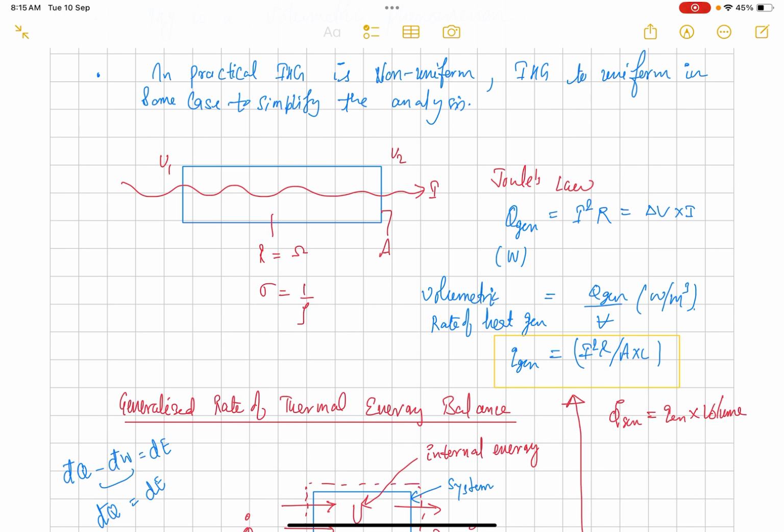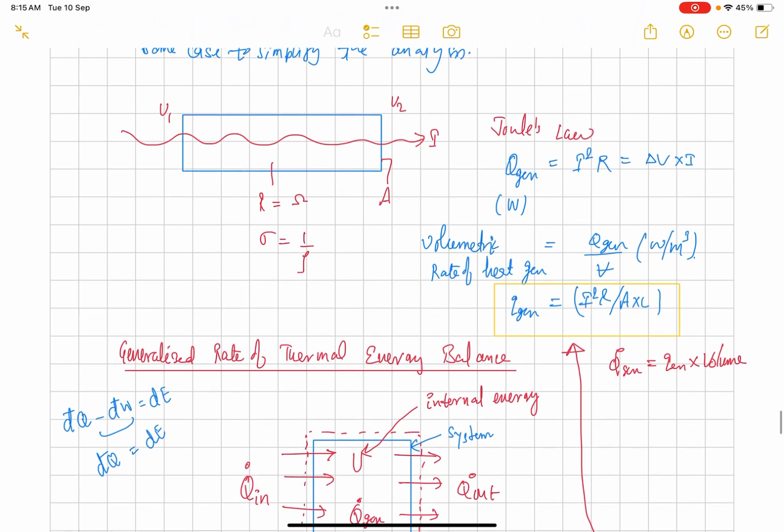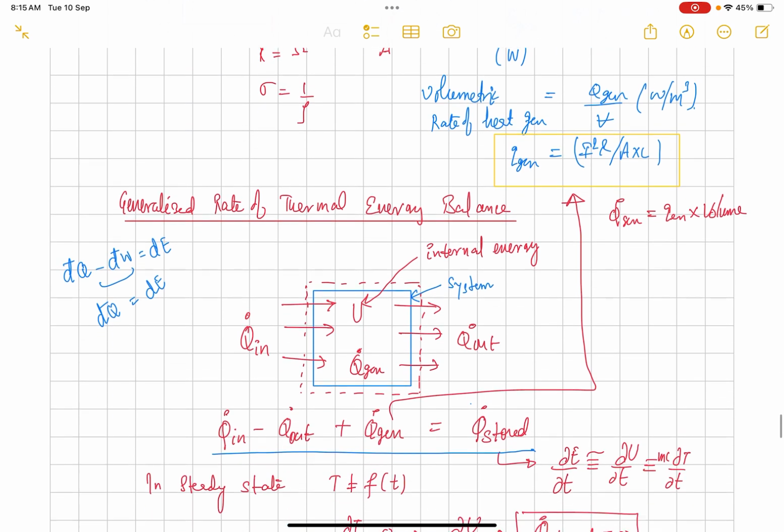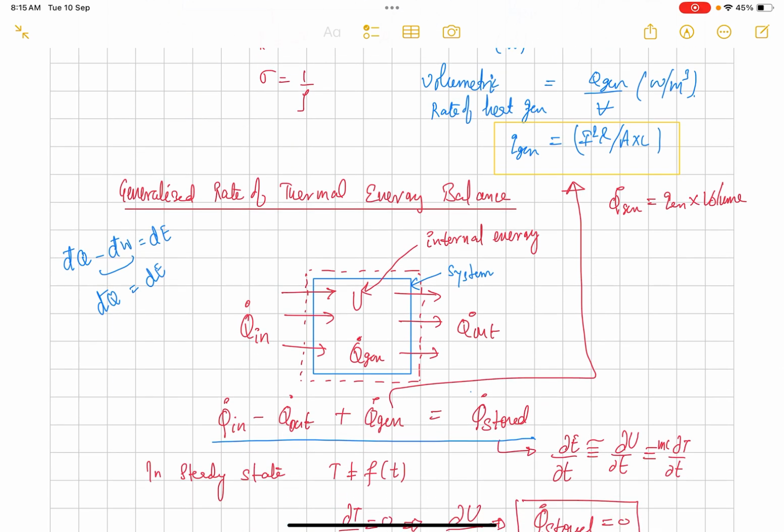Next we should know that, to derive any heat conduction equation, we need the generalized rate of thermal energy balance. So consider a system in which some energy is coming in, some energy is going out, and some energy is generating in the system. The system also has its property, the internal energy, which is represented by the temperature. We know that temperature also represents the degree of molecular activity inside the body, so that is related to the internal energy of the body.